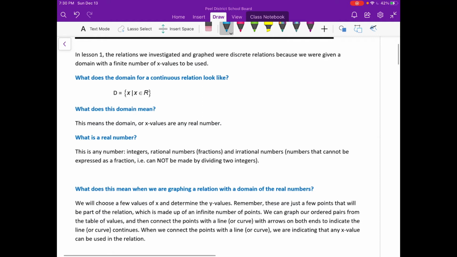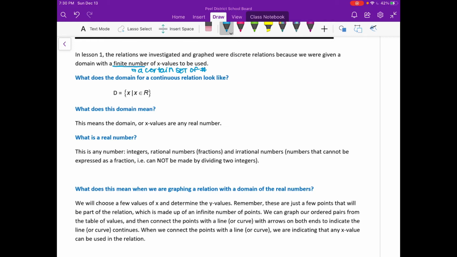So in lesson 1, the relationships we graphed were discrete relations because they were given a domain with finite numbers. Finite numbers just means that there was a certain set of numbers and they couldn't be any other number but that.